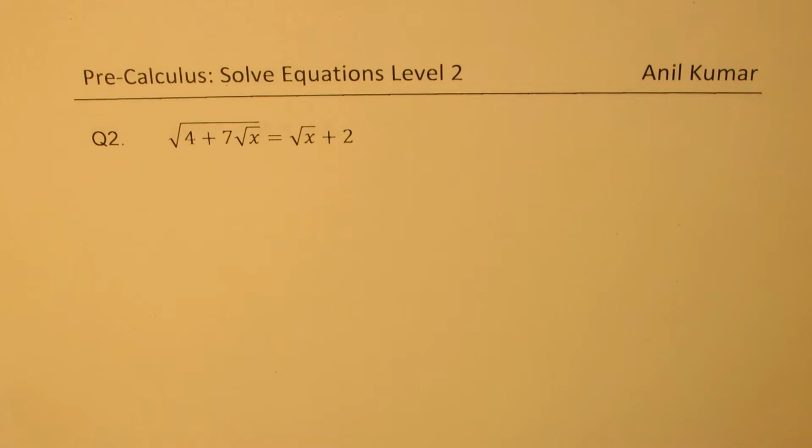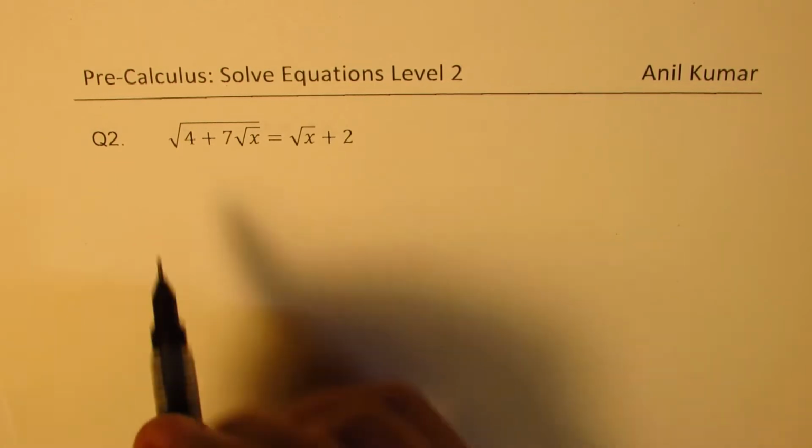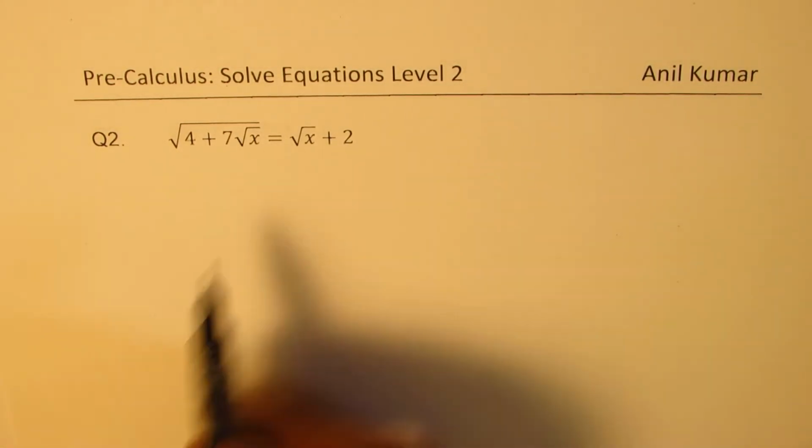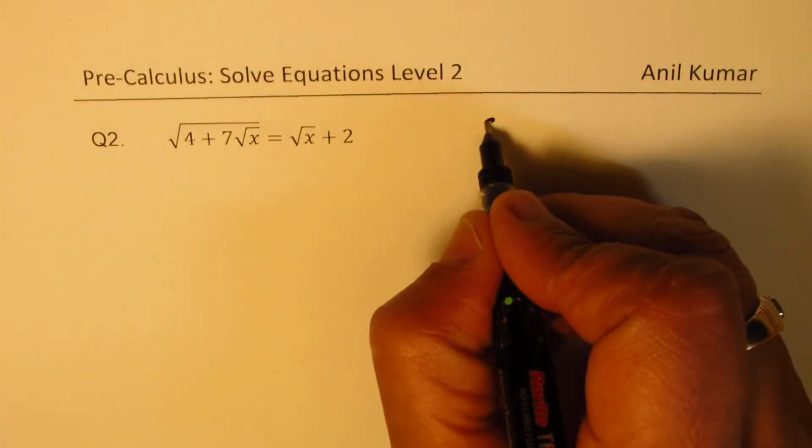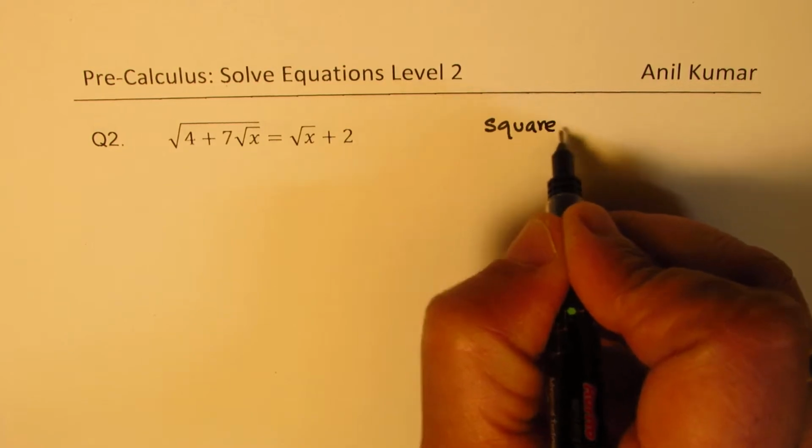Now let's take the second example, which is involving square roots of square roots. Now these could be very tricky. To solve them, we will actually square both sides.